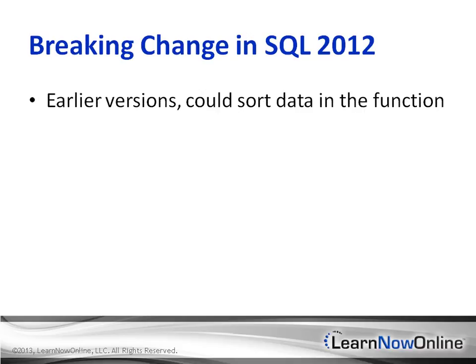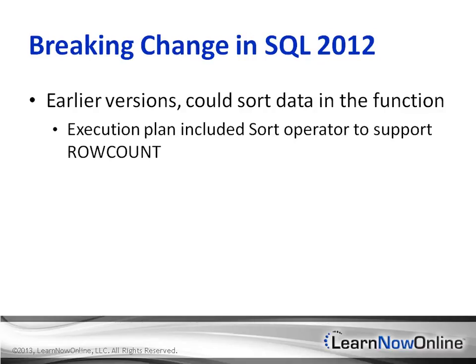In earlier versions of SQL Server that supported this function type, you could include an order by clause in the select statement that populates the table variable, and that would be the default sort order for the data returned by the function. This is because the execution plan included a sort operator to support row count semantics, and it used the same plan whether row count was used within the code or not.